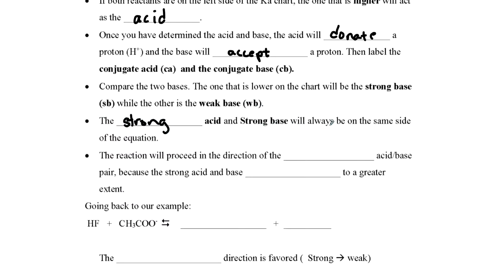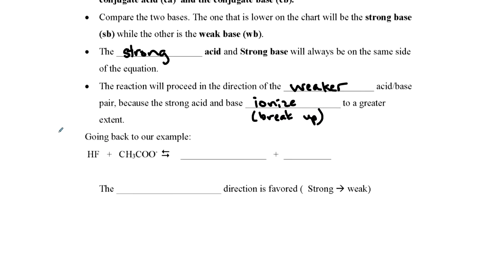Okay, so the strong acid and strong base will always be on the same side of the equation. And the reaction will proceed in the direction of the weaker acid-base pair, because the strong acid and base ionize or break up to a greater extent. Okay, so let's use our original example, and we'll use the chart this time to decide and show how this all works. Okay, so I have hydrochloric acid, and this is the acetate ion. So let's look at the chart.